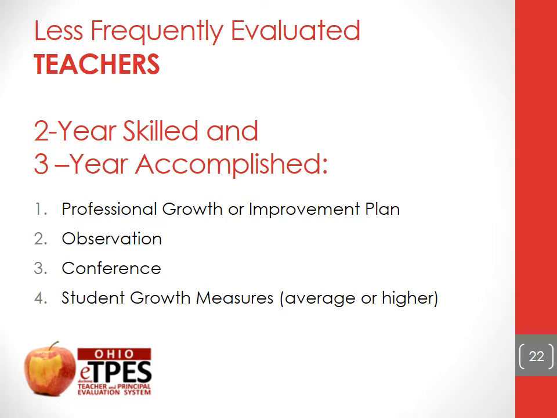And just to review, if a district or community school determines that it will evaluate accomplished teachers every 3 years and skilled teachers every 2 years, the teachers will complete a professional growth or improvement plan, be observed at least once, will have at least one conference with the evaluator, and will complete student growth measures. This applies only to the 3-year accomplished and the 2-year skilled intervals.